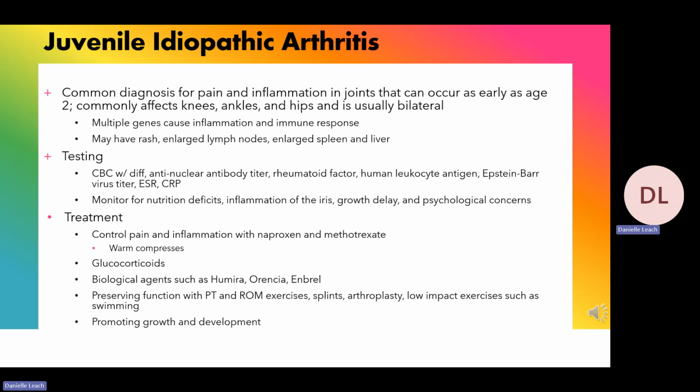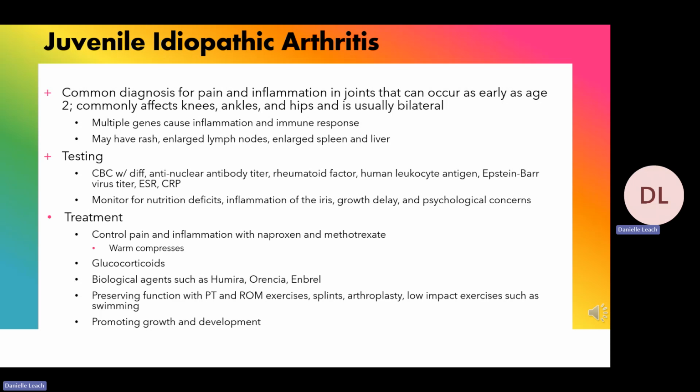We also want to monitor for nutrition deficits, inflammation of the iris called uveitis, growth delay, and psychological concerns from having such severe pain at such a young age. Treatment for this, we can control pain and inflammation with things like naproxen and methotrexate.